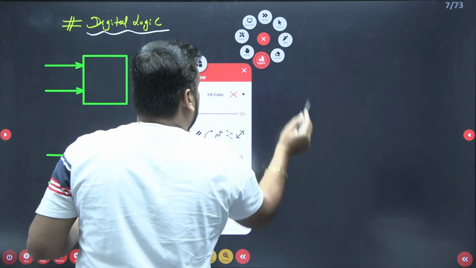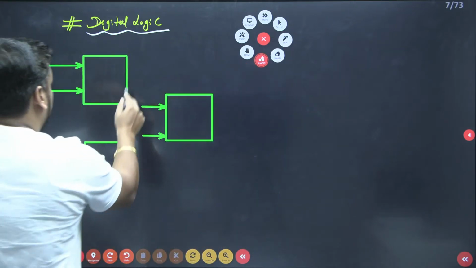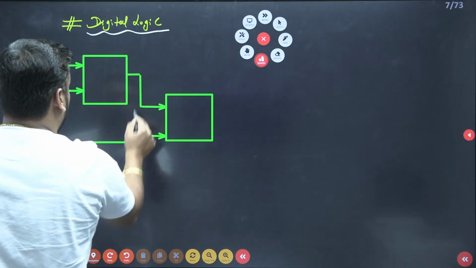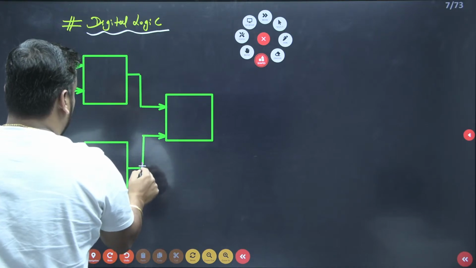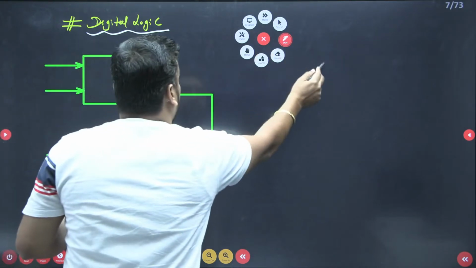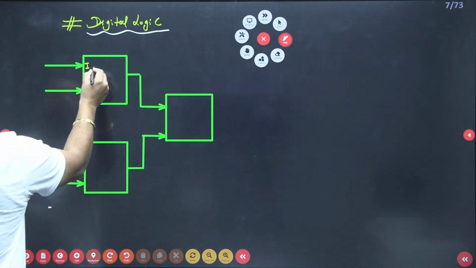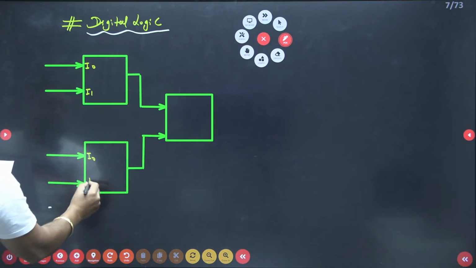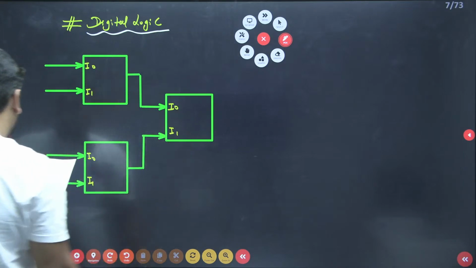So I will just make the diagram for you guys, and after that we'll solve. Whatever the given data is, I will also mention here the given data. This is your question, where it is mentioned I0, I1, sometimes I1, I0 also. So you have to be conscious about what the input terminal is. So I0, I1 are given to you.